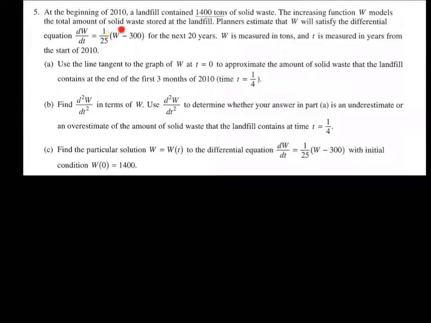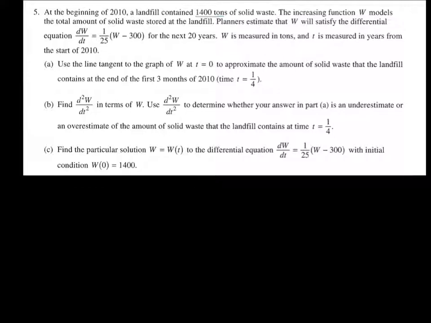So when we take the derivative of W here, it is going to be dW/dt. And from there, you know what dW/dt is equal to because that's what you're given. So you want to use both of those. And what they want you to do here is, in part A, you made an estimate when t was 1/4 of a year, for 3 months. You've got to determine whether part A is an underestimate or overestimate of the solid waste that's there.